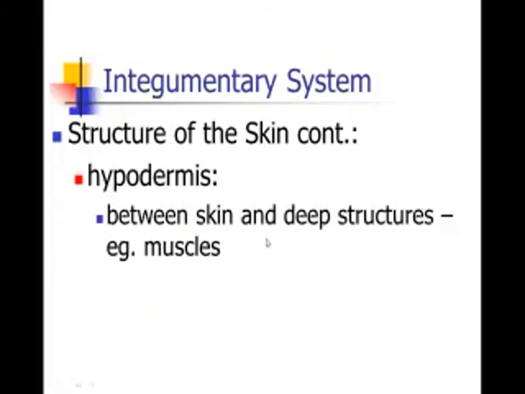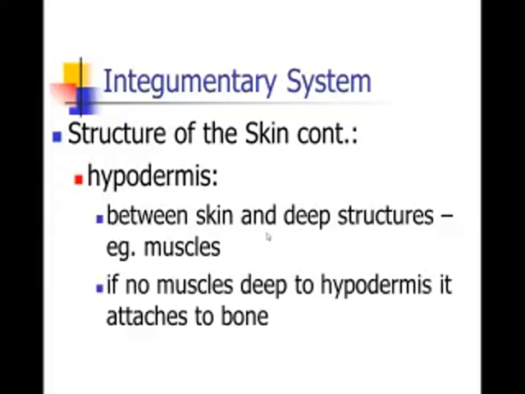The hypodermis is going to be between the skin and deeper structures. Usually it'll be between the skin and muscles, although sometimes there are no muscles. The hypodermis exists between the skin and bone or other connective tissue. And if there is bone there, the hypodermis attaches to that.